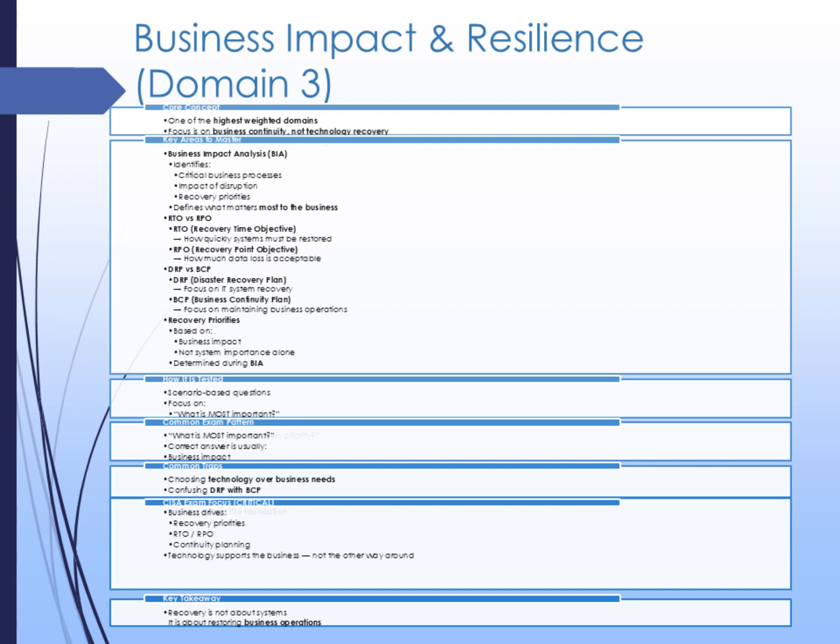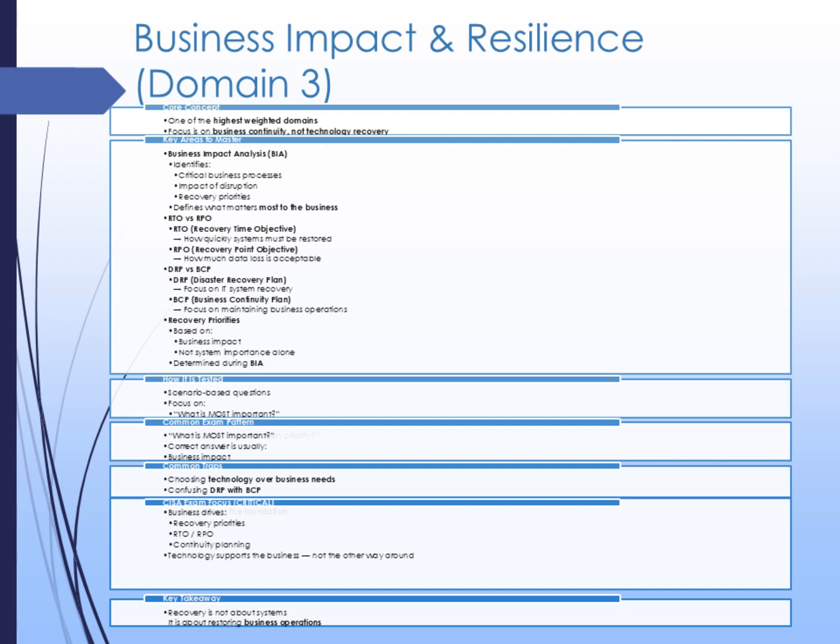You also need to understand the difference between RTO and RPO. The Recovery Time Objective, or RTO, defines how quickly systems or services must be restored after a disruption. The Recovery Point Objective, or RPO, defines how much data loss the organization is willing to tolerate. Another key distinction is the difference between disaster recovery planning and business continuity planning. Disaster recovery focuses primarily on restoring IT systems and infrastructure, while business continuity focuses on maintaining or restoring critical business operations as a whole.